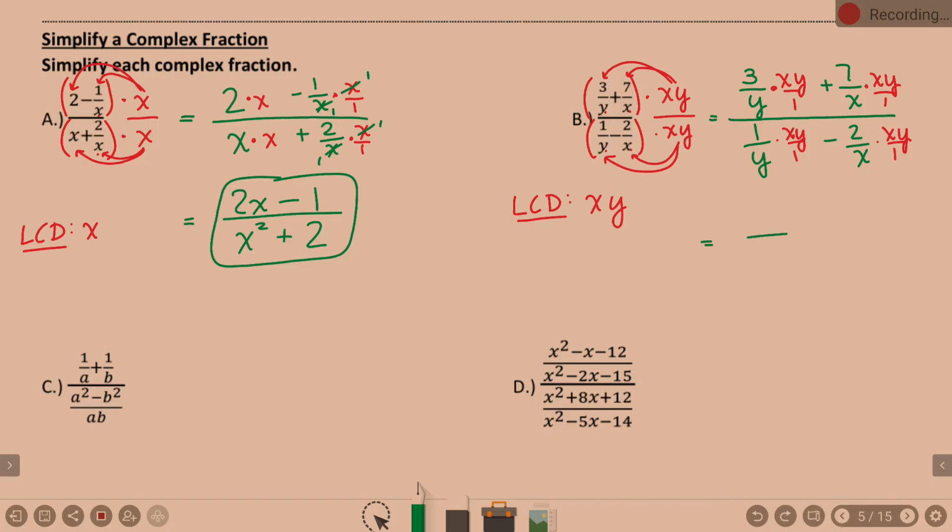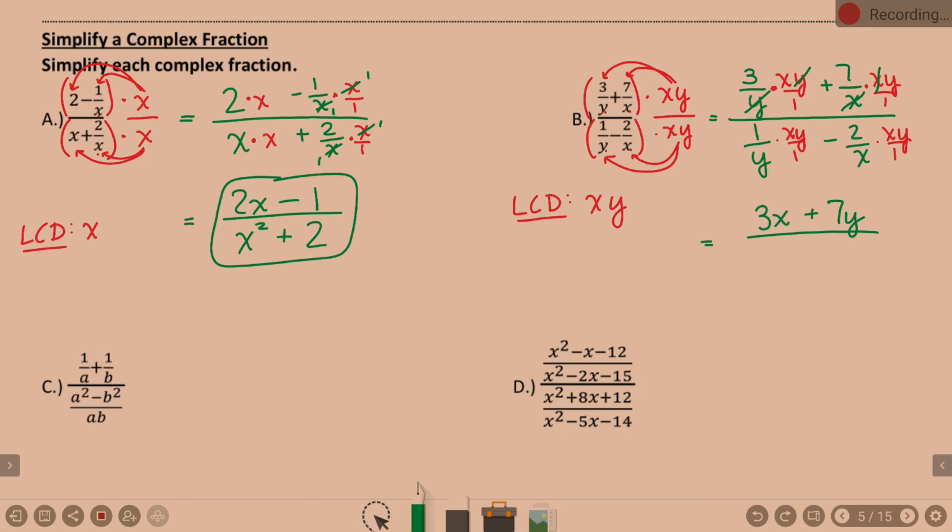Well, let's see what happens here. One fraction at a time. 3 over y times xy over 1. What can cross cancel? A y can cancel with a y. We can do that because it's x times y. You can cancel a factor. What remains? 3 times x, which is 3x. Plus 7 over x times xy over 1. What can I cancel? X and x cancel, leaving me with what? 7y.